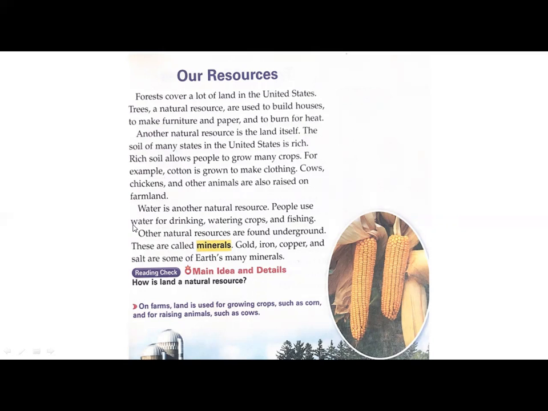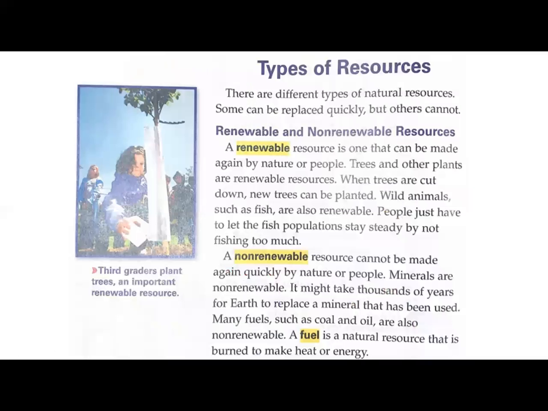Let's read this paragraph here. Water. Water is another natural resource. People use water for drinking, watering crops, and fishing. Other natural resources are found underground. These are called minerals. Gold, iron, copper, and salt are some of Earth's many minerals. Great. So on this page, we read about the natural resources found in the United States, right? Trees, land itself. Then, when you farm that land, you grow your livestock. So, all these animals are natural resources. Water is a natural resource, and so are minerals. Great. Let's go to the next page.